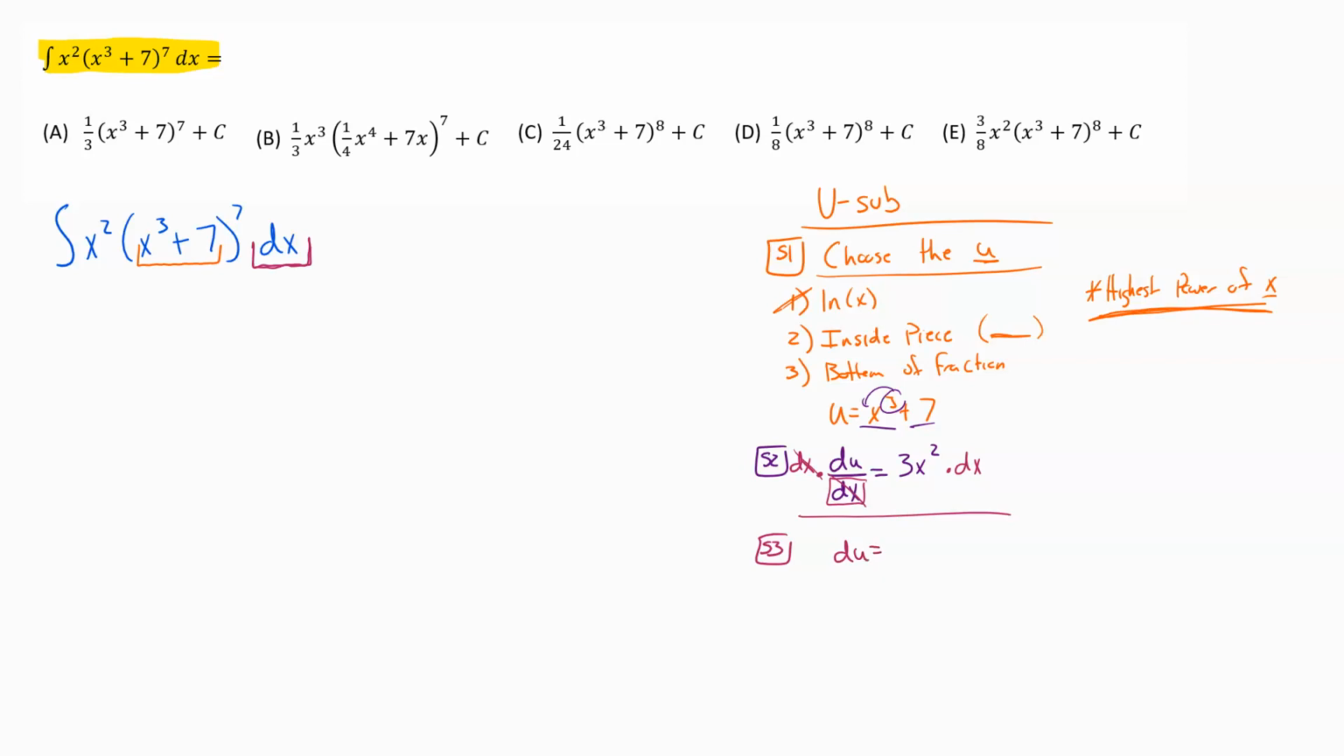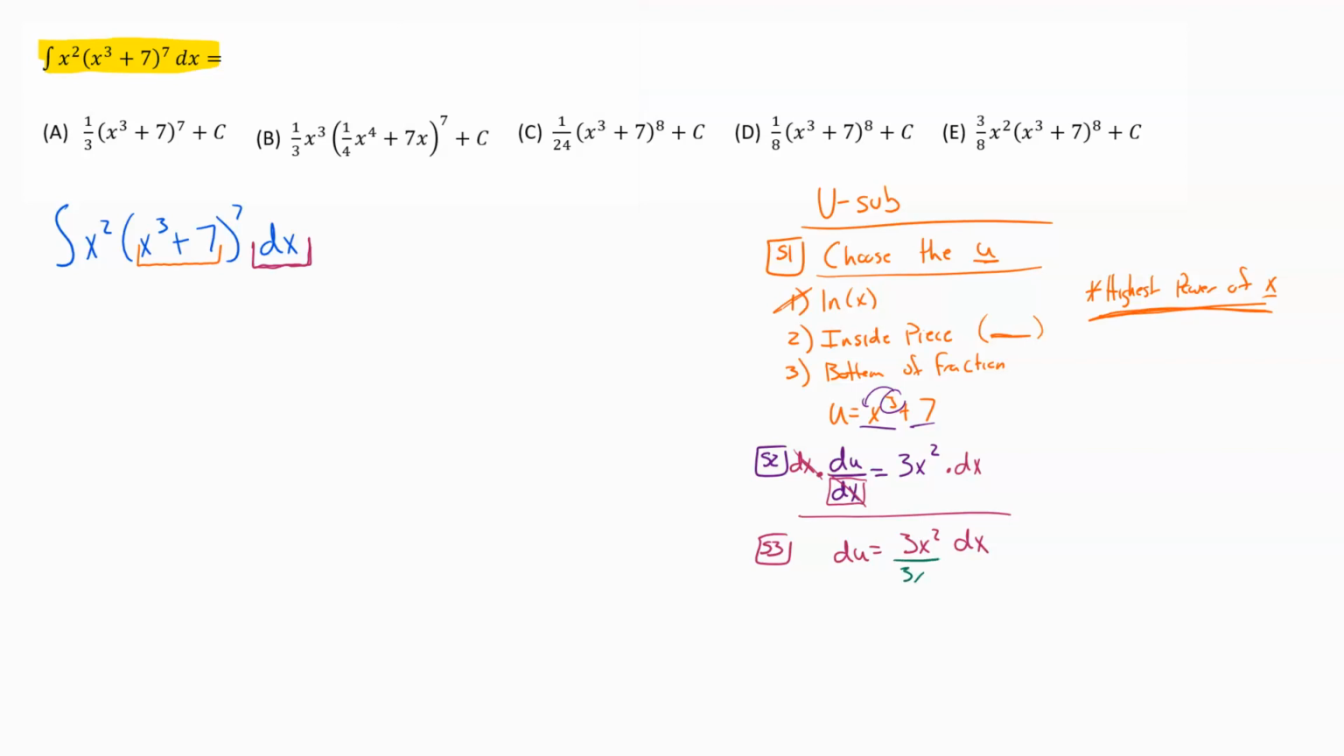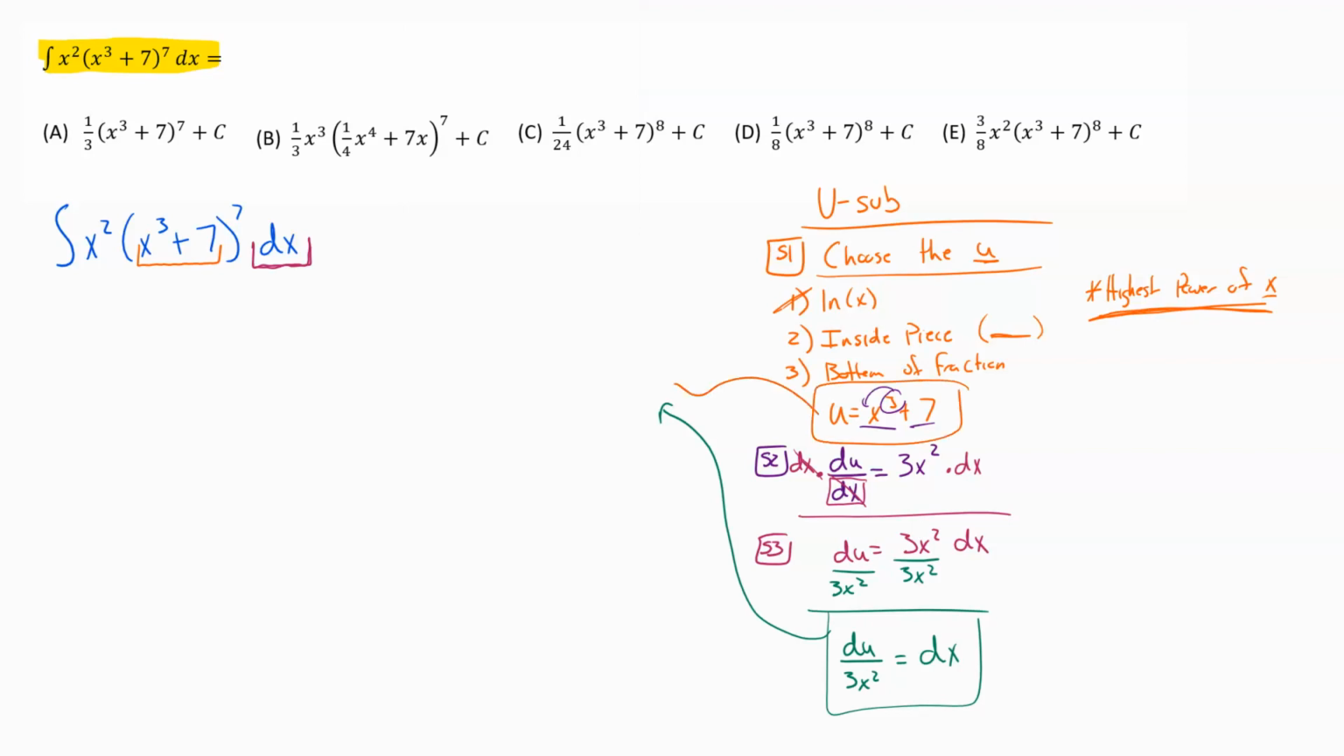We end up with du equals 3x squared dx, and then we would go ahead and just divide by 3x squared, and we end up with du over 3x squared equals dx. Now we're ready to do the substitution part of our process. We're going to take all of that and substitute that in for dx, and then we're going to take our u and substitute it into the equation.